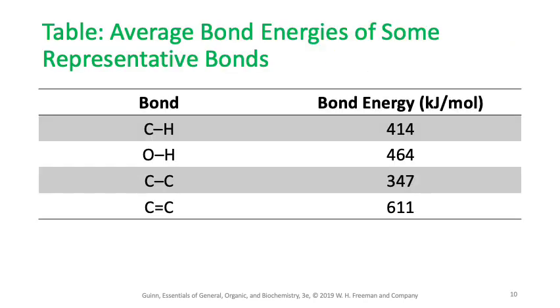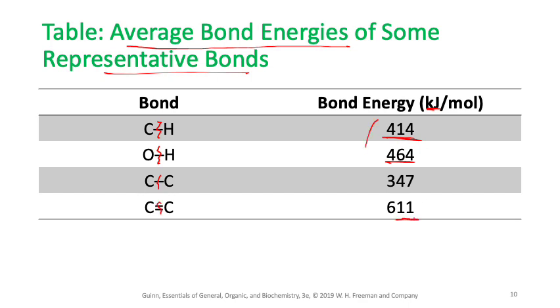So this table that you can see over here normally tells you about the average bond energy of some of the bonds, right? For example, if you have to break a bond between carbon and hydrogen, you need to provide at least 414 kilojoules of energy. If you need to break a bond between oxygen and hydrogen, you need 464, and then the same goes for a carbon and carbon double bond, right?